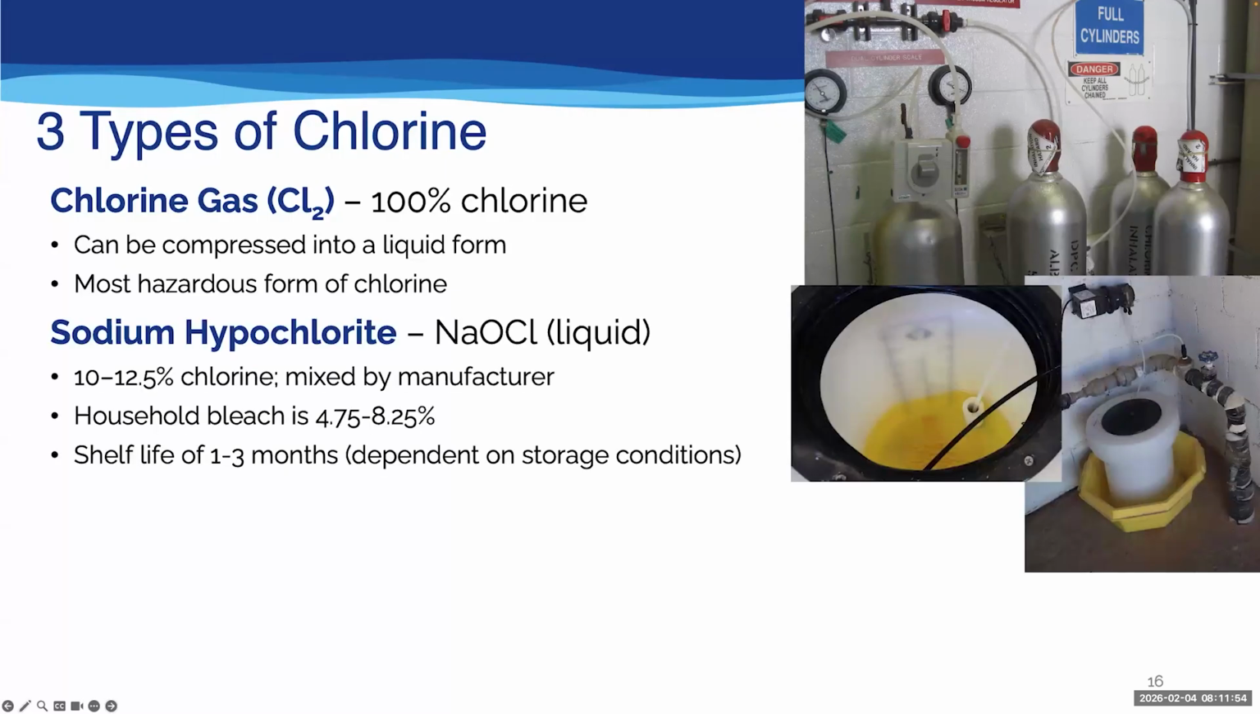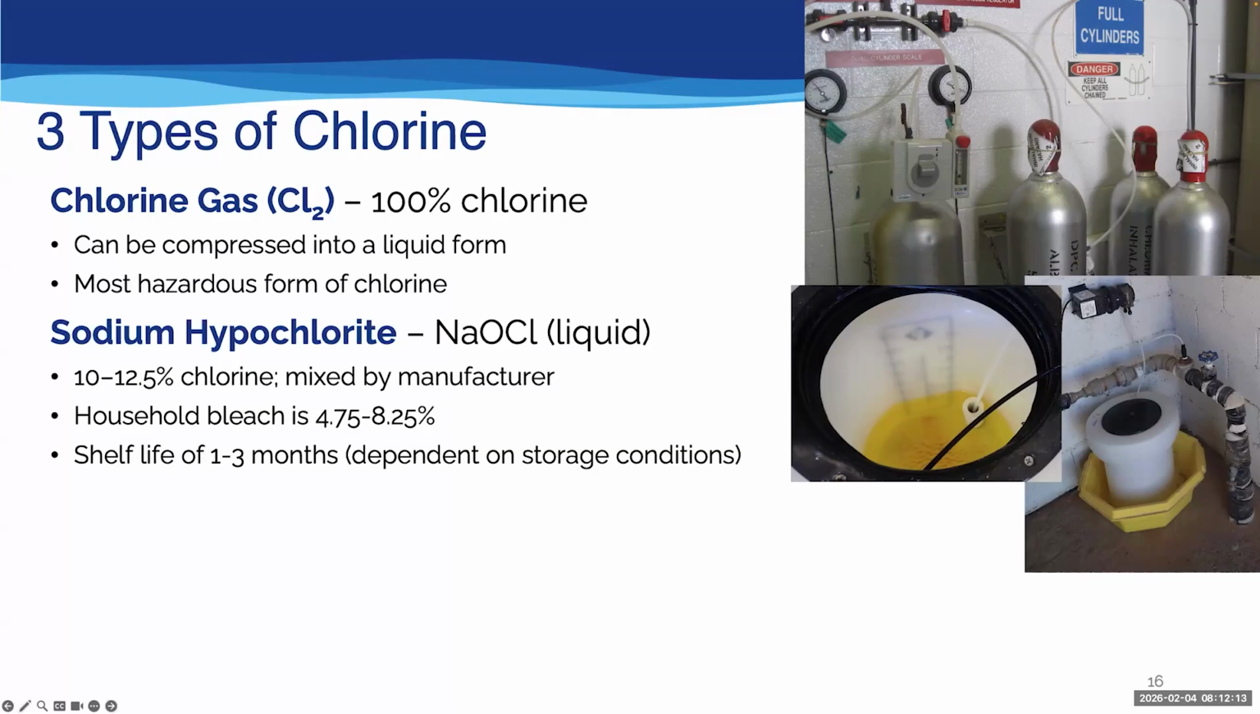There's also sodium hypochlorite, which is effectively bleach. Household bleach is sodium hypochlorite at a sort of 5 to 8% ratio or concentration. The stuff that's used for wastewater treatment is typically a little bit stronger in the 10 to 12.5% chlorine.